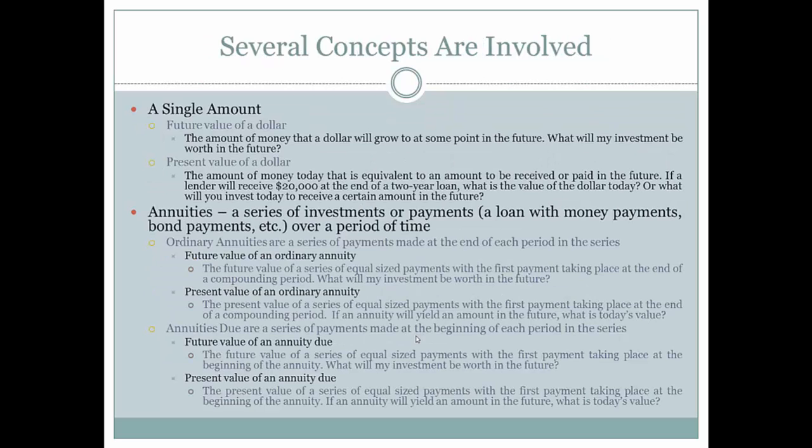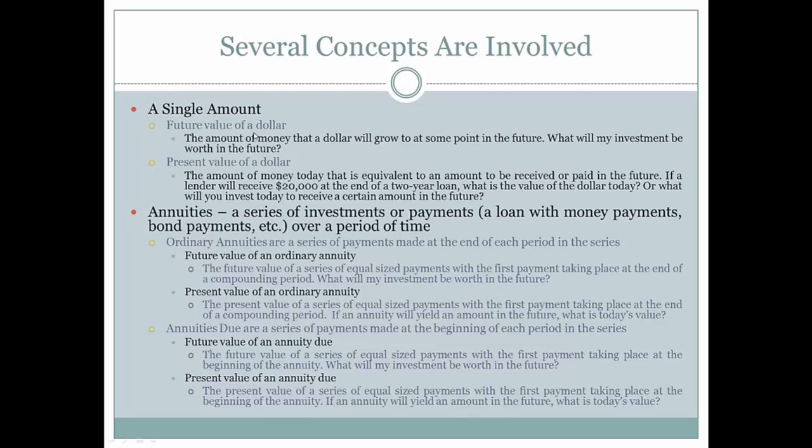Several concepts are involved when we think about the time value of money. We're going to be looking at the time value associated with a single amount of dollar value, and we're also going to be looking at the time value of money with respect to annuities. So let's understand what we mean by the difference between these two.